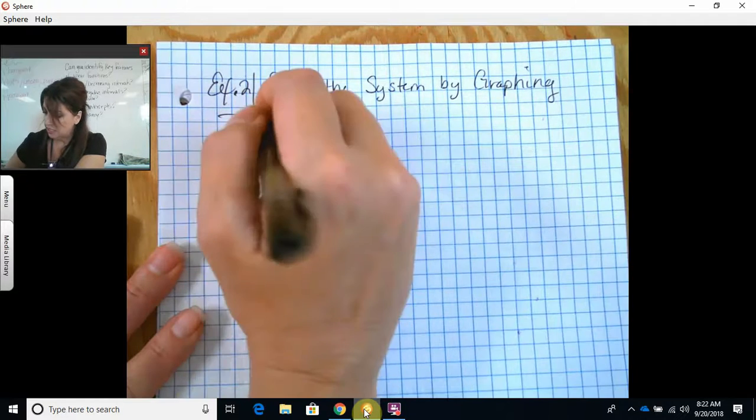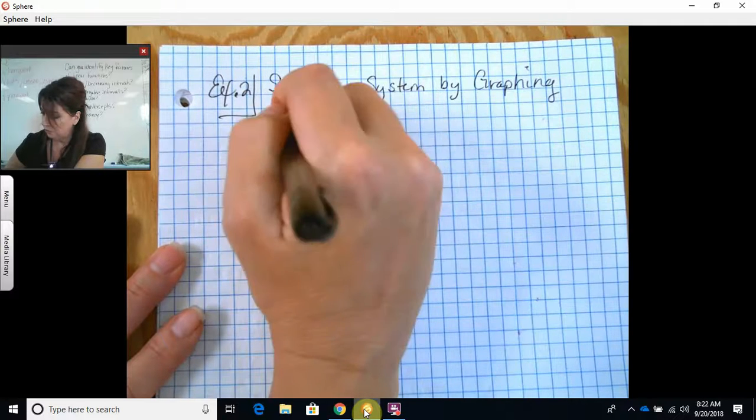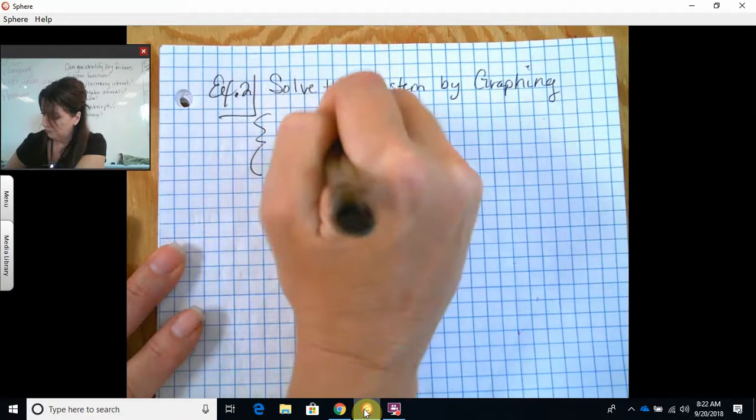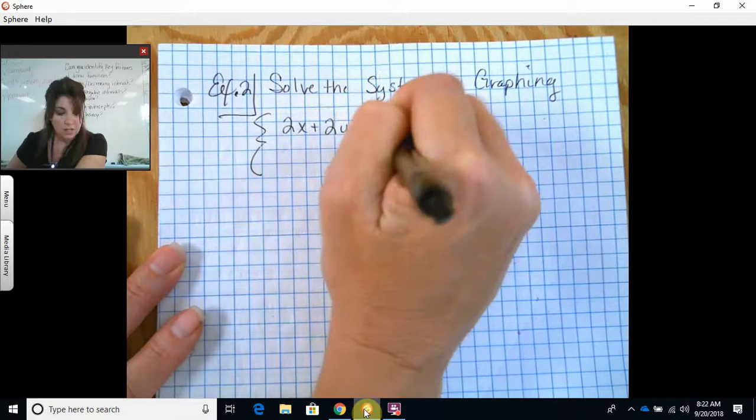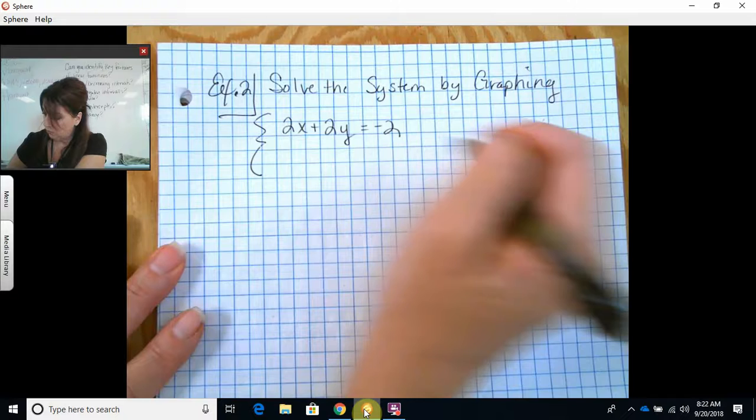My system is 2x plus 2y equals negative 2. And the other equation is x plus y equals negative 1.